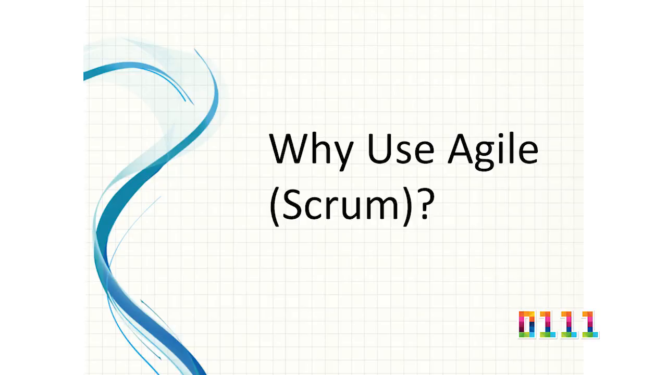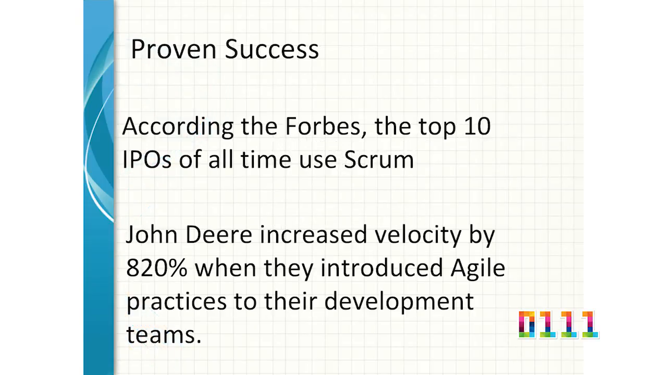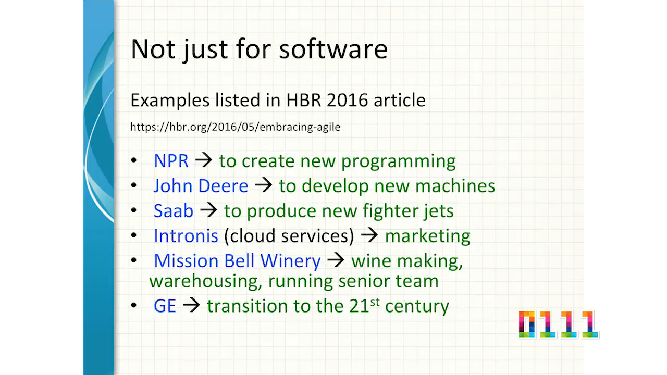Okay, so why use Scrum? Well, according to Forbes, the top 10 IPO companies were Scrum companies. And John Deere, as an example, was able to increase their velocity by 820% in manufacturing using Scrum teams. And it's not just for software. So you've got these different companies using Scrum to develop programming, develop actual hardware machines, fighter jets, marketing, even winemaking.